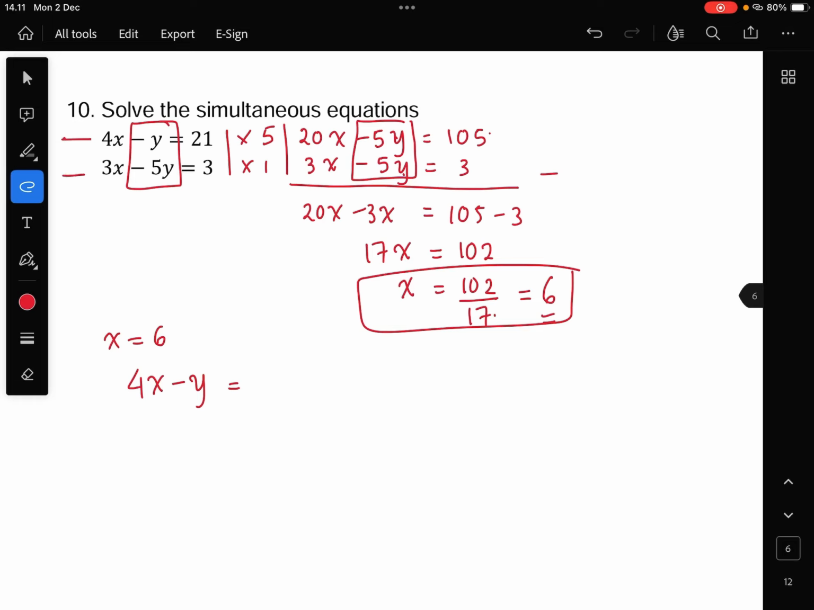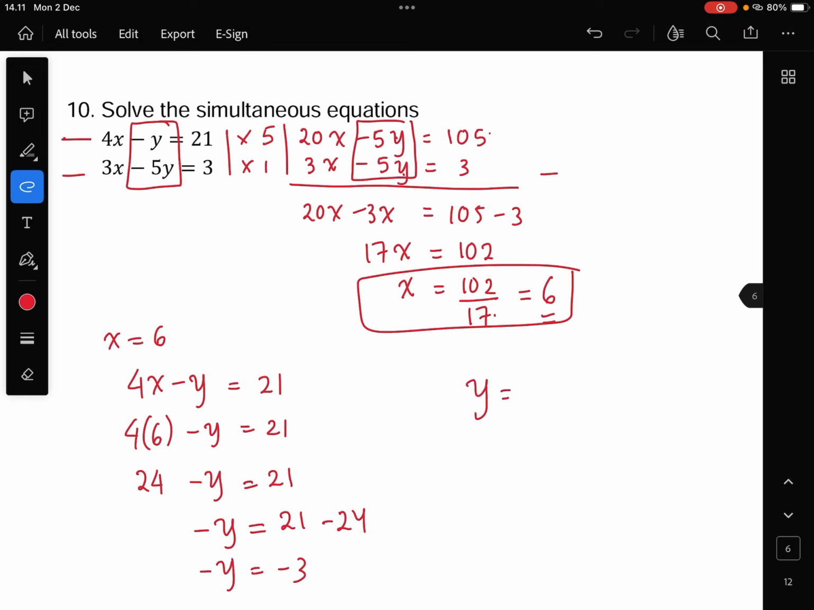You can just pick the first or the second equations, okay? I'm going to use the first because it is the smaller number. Okay, so for 4x minus y is equals to 21, 4 multiplied by 6 minus y is equals to 21. So 4 multiplied by 6 is 24. Minus y equals to 21. Negative y is equals to 21 minus 24. Negative y is equals to negative 3. So y is equals to positive 3. Then this is how we do the simultaneous equations using the mixed method, some elimination and substitutions.